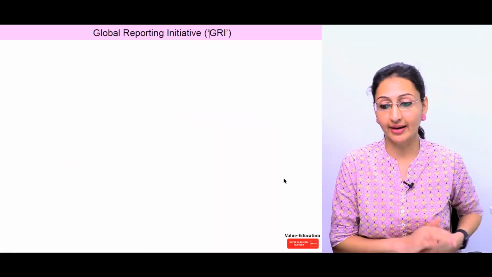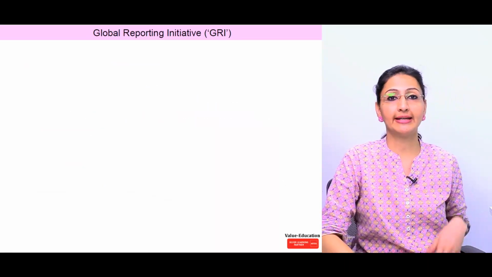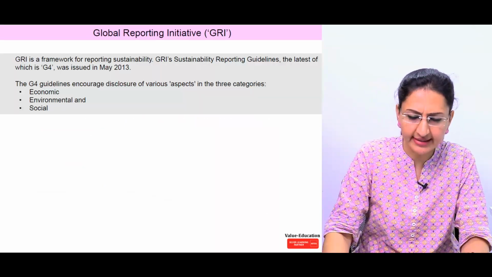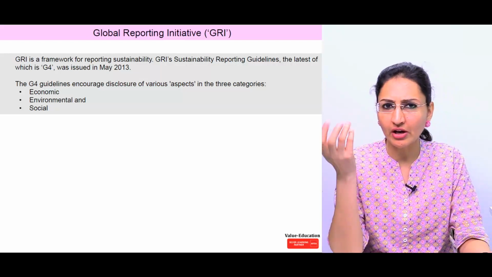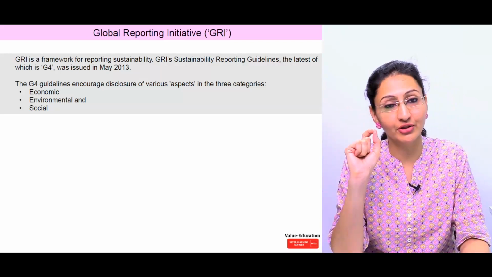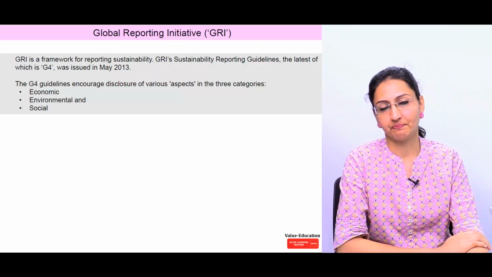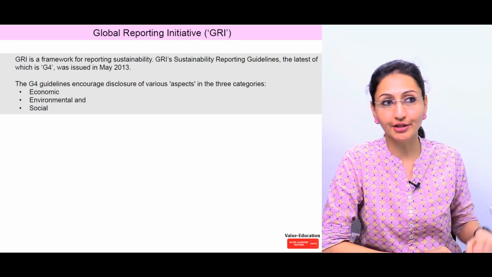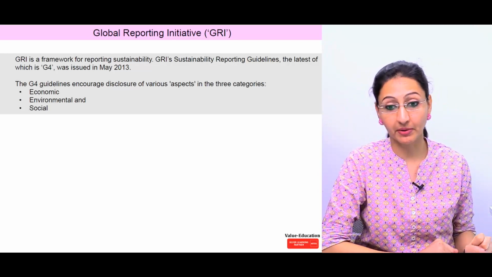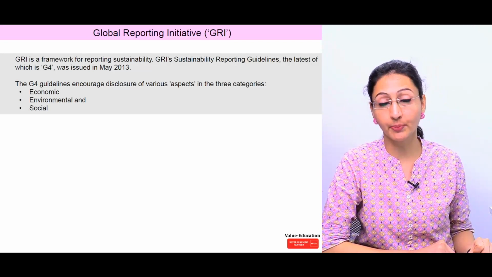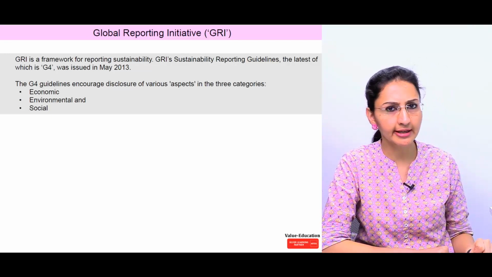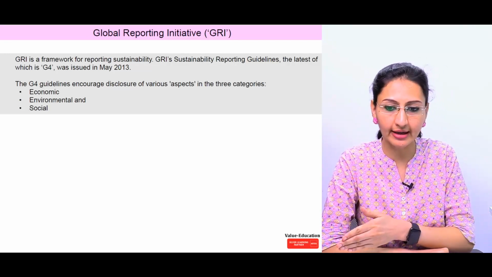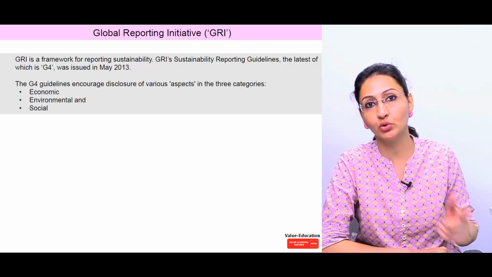Now let's come to GRI. GRI is Global Reporting Initiative. What is this Global Reporting Initiative? Let's just see this. This is also a framework for reporting, but what should be reported here? Sustainability. The basic reporting in integrated reporting was related to environment and social issues. But with GRI, this framework talks about reporting sustainability. Sustainability guidelines were also there, so the GRI sustainability reporting guidelines, the latest ones, were issued in May 2013.